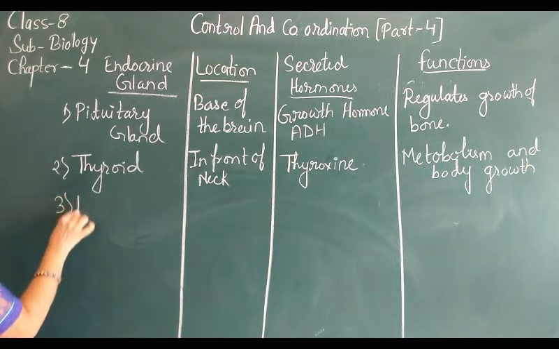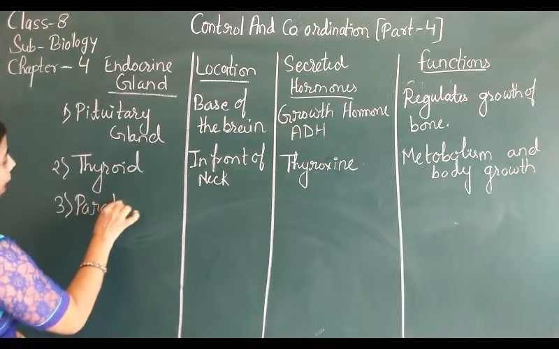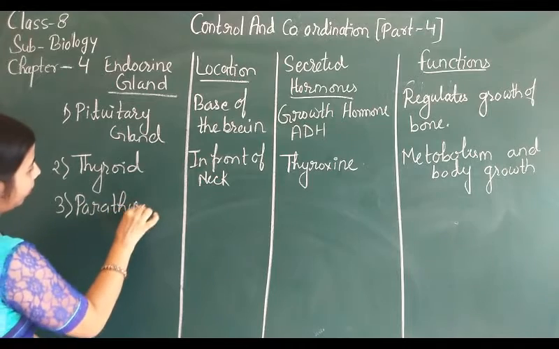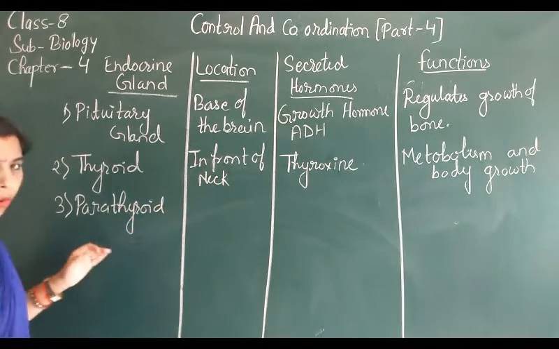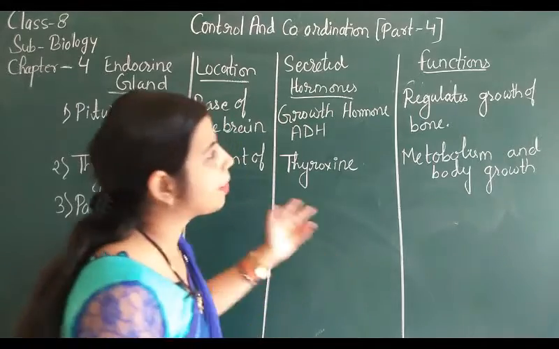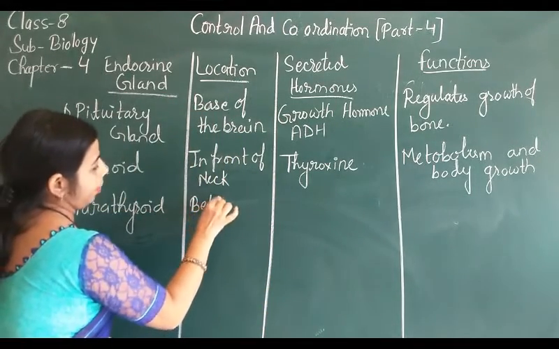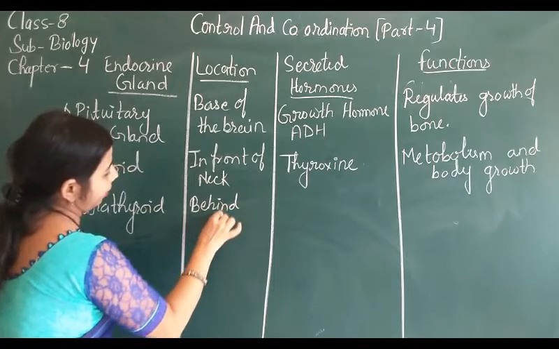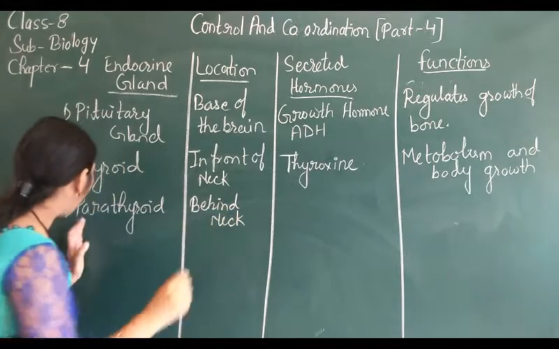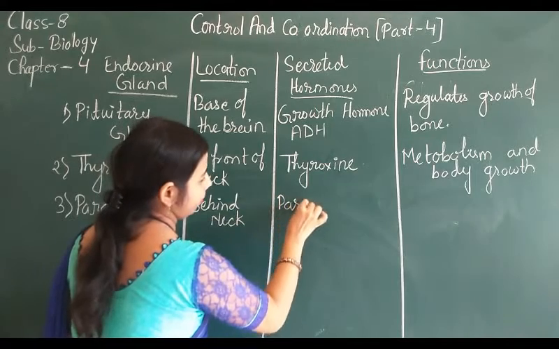Now the third gland is the parathyroid. This gland is not given in your book, but this gland is also there, the parathyroid gland, and this gland is present behind the neck. The hormone which is secreted by the parathyroid is parathormone.